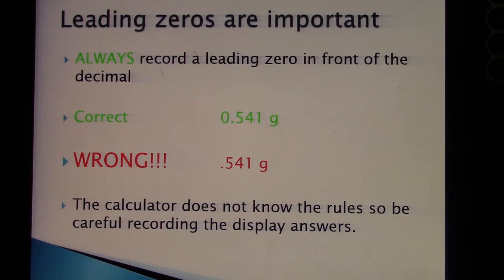Now the calculator is not as smart as you are because it doesn't know all the rules. The calculator does not know the rules of leading zeros, so make sure you're careful when you're recording the display answers. I think some might have that feature, but most of the time they don't. So don't be quick to jump and write the answer from the calculator. Make sure you're following the rules of significant figures and leading zeros.